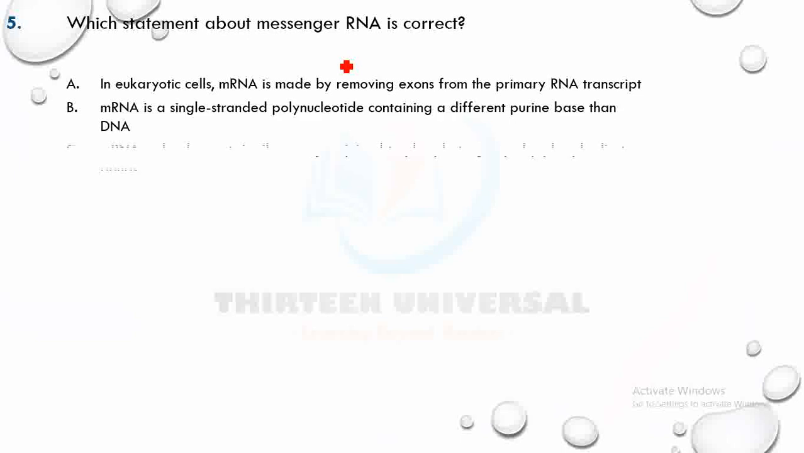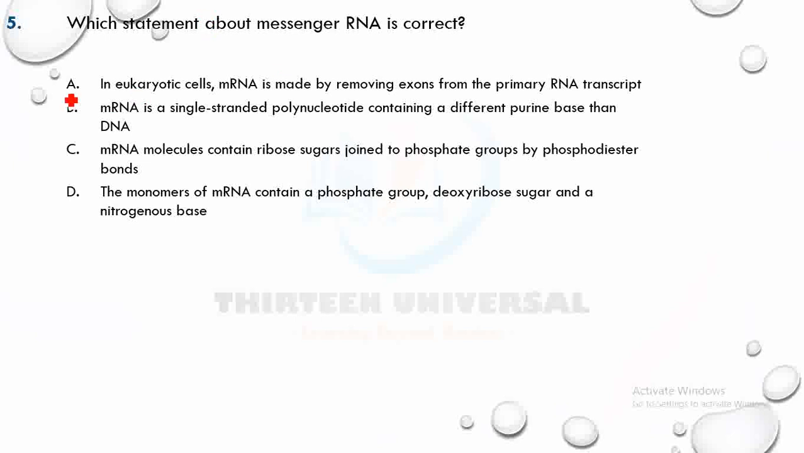These are the statements. Which ones are correct? Check it out. Option A says in eukaryotic cells, mRNA is made by removing exons from the primary transcript. Meanwhile, you have to pause the video and try it out by yourself. But you see, this process is called splicing, when you use the primary RNA transcript after transcription to form mRNA. But you do not remove exons, because exons are the coding. What you remove is the introns. So option A is wrong.